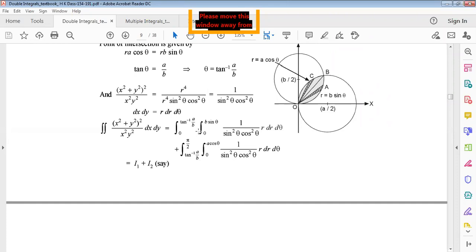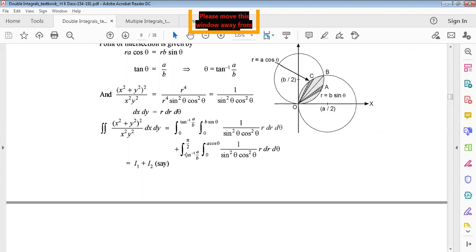Now this integration can be divided into two parts actually. In the first integration, the angle goes from 0 to theta, that is 0 to tan inverse a by b, and r goes from 0 to b sin theta. In the second integration, the angle starts from theta, that means tan inverse a by b, and goes up to pi by 2, 90 degrees.